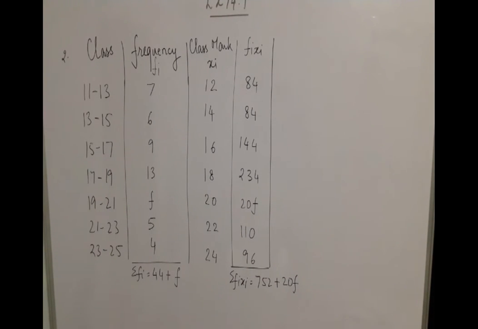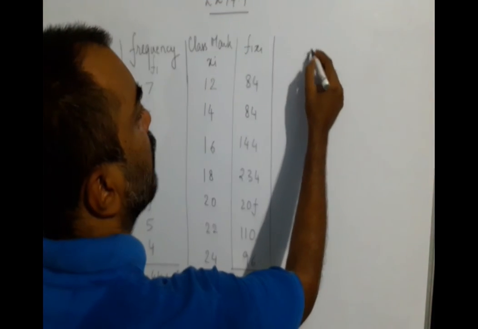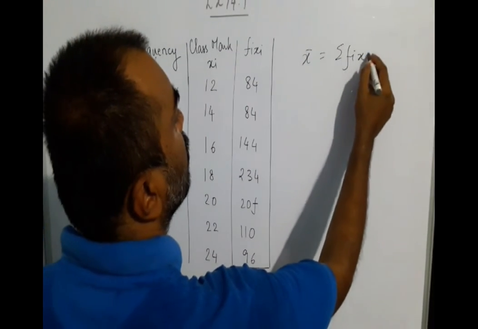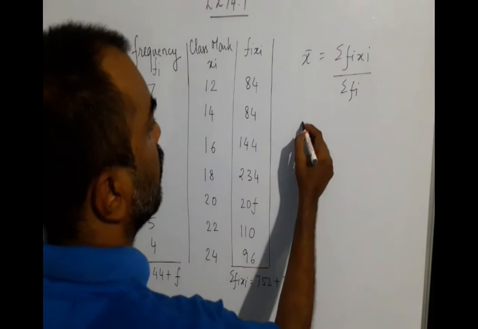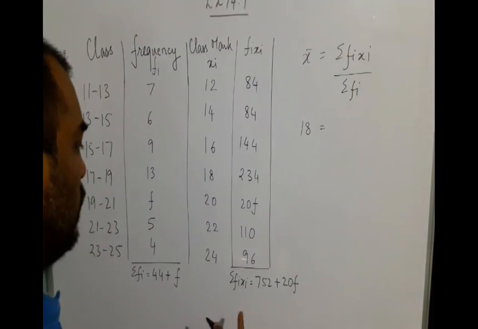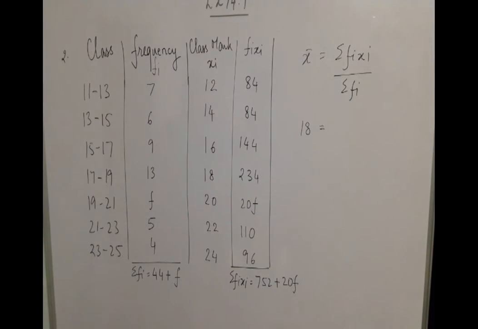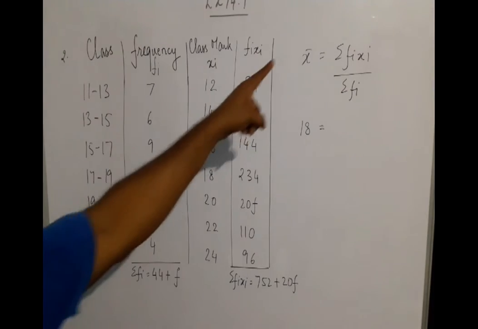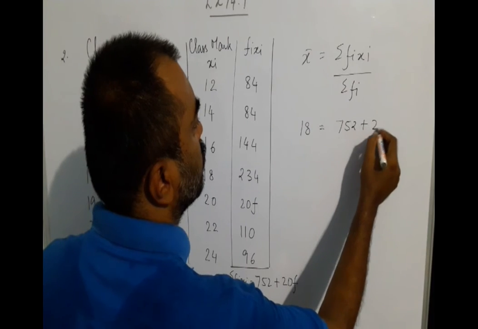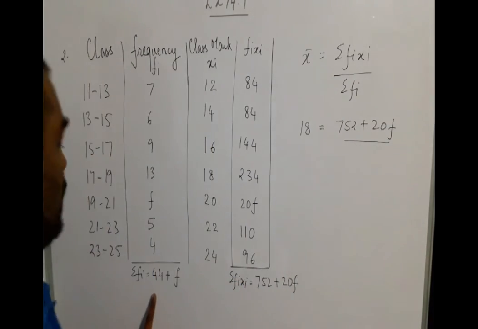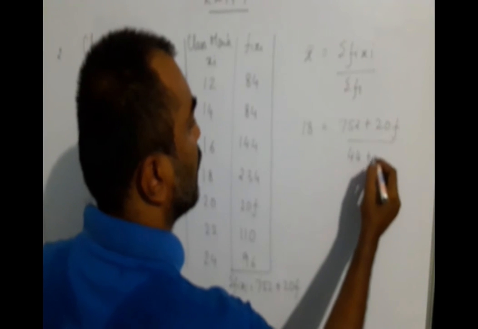So do you remember the formula of the direct method? What is the formula of the direct method? X bar equal to sigma fixi upon sigma fi. Now the mean is given to us. What is the mean? It is mentioned the mean is 18. So we have 18 equal to, the mean is given 18. So 18 equal to, what is sigma fixi? 752 plus 20f upon sigma fi, 44 plus f.